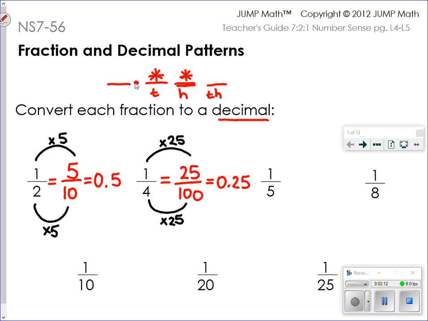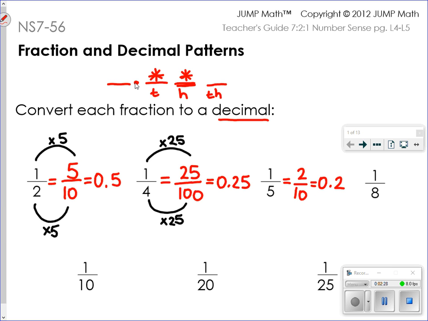Okay, what about 1/5? Well, again, I can make that into tenths just by multiplying the denominator by 2. So multiply the numerator by 2. 2 tenths. And that's written as a decimal as 2 ending in the tenths place.